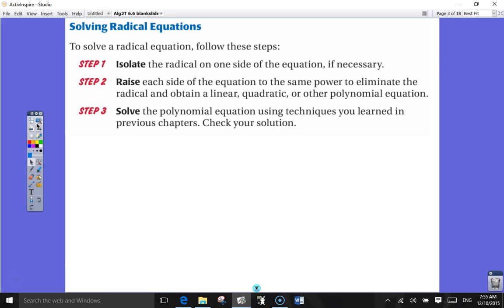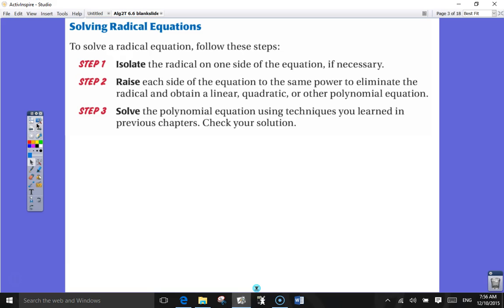Definitely, it will look like that when we do the rational exponents. And then you solve whatever's left. After you've undone the radical, you could have a linear equation, you could have a quadratic, you could have different kinds of equations left to be solved. You just have to solve however you can.